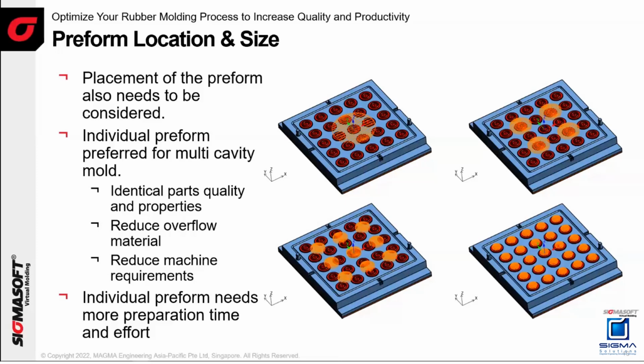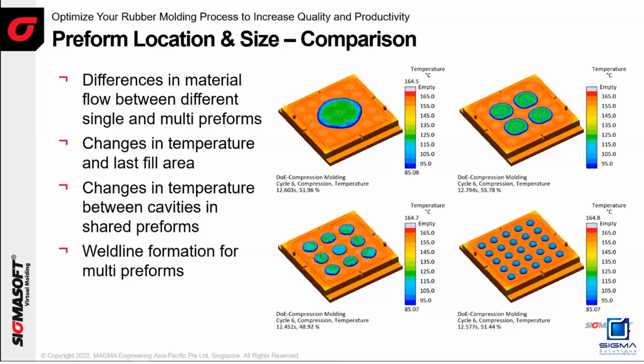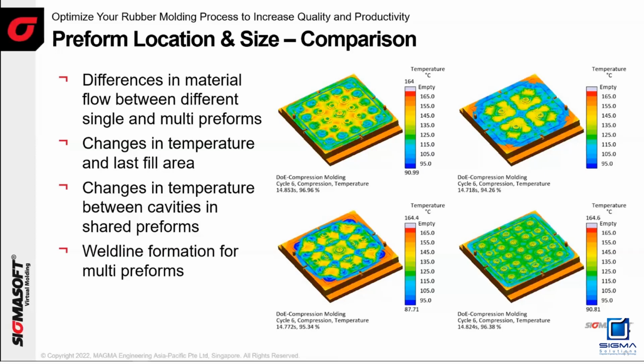Let's see what happens if we have a different location and size. So now you can see there are changes in the temperature. Not only the temperature within the preform, but also cavity to cavity, the temperature is different, and the last fill area is different. So this is the reason we want to use the simulation, to understand what happens if we have the preform. It will create some weld lines. So is the weld line happening on the parts or is it on the overflow area? These are the information we can obtain from the simulation.